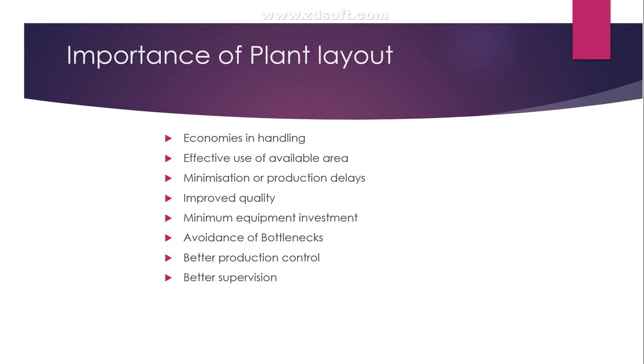Better supervision. Supervision is ensured in two ways: determining the number of workers to be handled by a supervisor, and enabling the supervisor to get a full view of the entire plant at one glance. So a good plant layout is the first step to good supervision. Supervision adds on with a good plant layout, in terms of an overview of the plant.